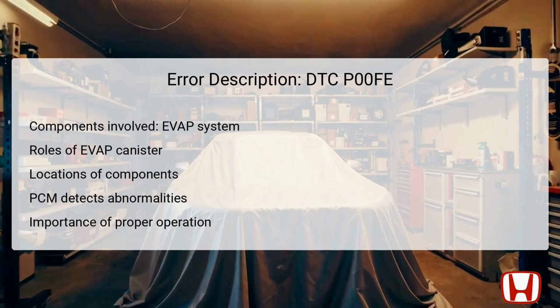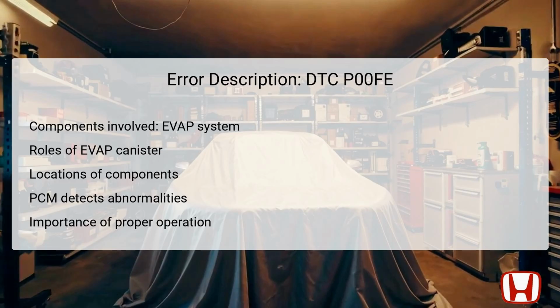The DTC P00FE points to an issue with the EVAP system, specifically a blockage affecting the vent line. The components that need special attention are the EVAP canister, located near the fuel tank, and the EVAP leak check module, usually found in the engine compartment. The EVAP canister stores fuel vapors and helps channel them into the engine during combustion to minimize emissions. The Powertrain Control Module, PCM, constantly monitors this system. If it finds the volume of the EVAP system to be less than specified under decompression, it triggers this DTC.